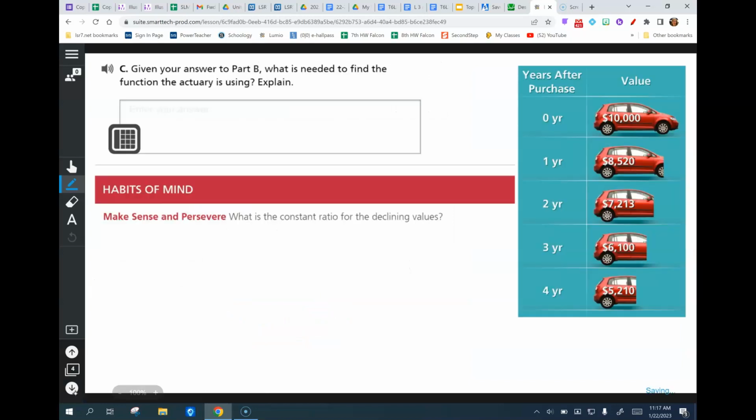Now, given your answer to part B, what is needed to find the function the actuary is using? Well, keep in mind we're using the function y equals ab to the x. So we would have to know the initial amount. Yay, we have that. Then we would have to know the ratio, okay? So the actuary would need to find the ratio, which we kind of already found for them.